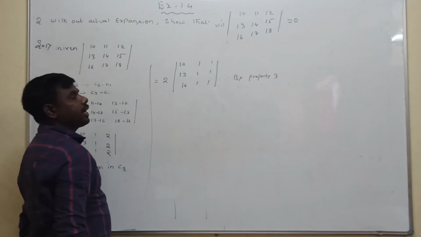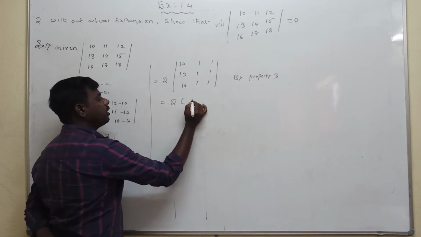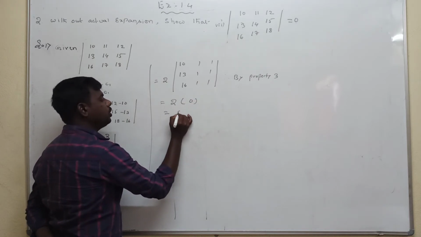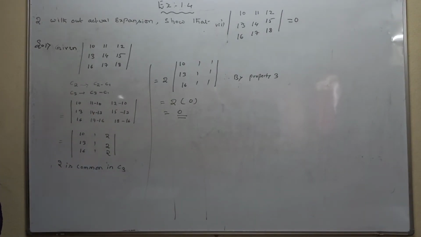Now, two columns are identical. The determinant value will be 0. That's why 2 into the determinant value will be 0. 2 into 0 is 0. 0 into anything will be 0. This is the solution for this question. I think everyone understands this question.